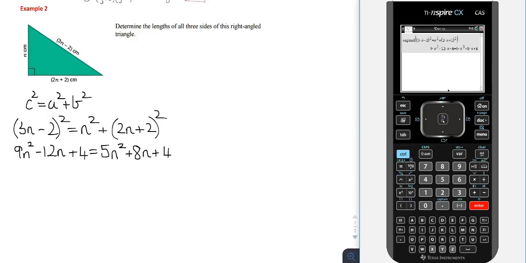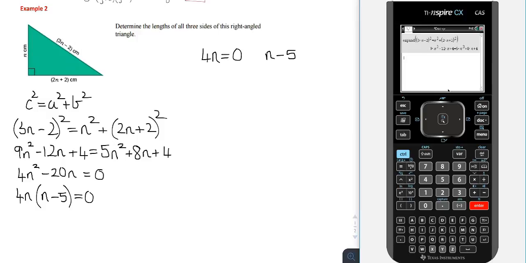And I need to move everything to one side of the equation. So I'm going to minus the right-hand side across. That's giving me 4n squared minus 20n, and my 4's actually just go away. So I'm going to factorize just by pulling out a common term, and my common term is 4n, leaving me with n minus 5. This works for the null factor law.